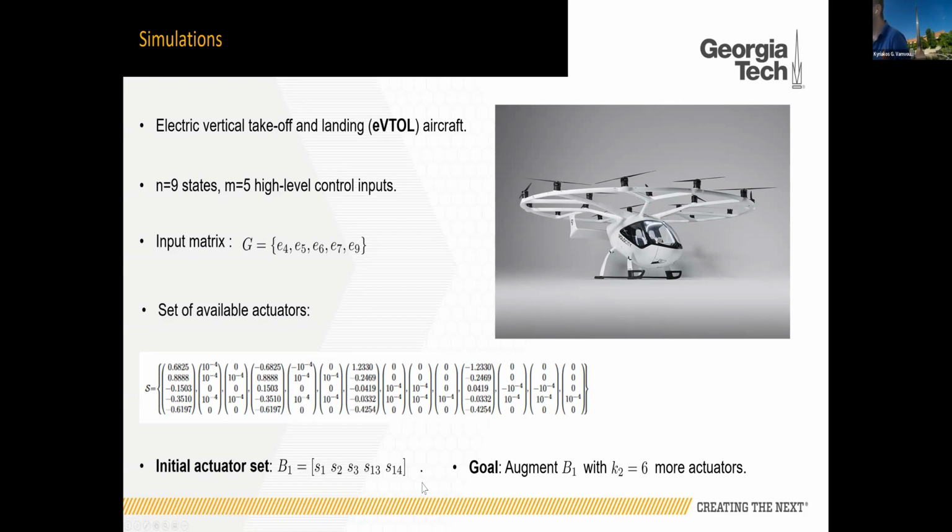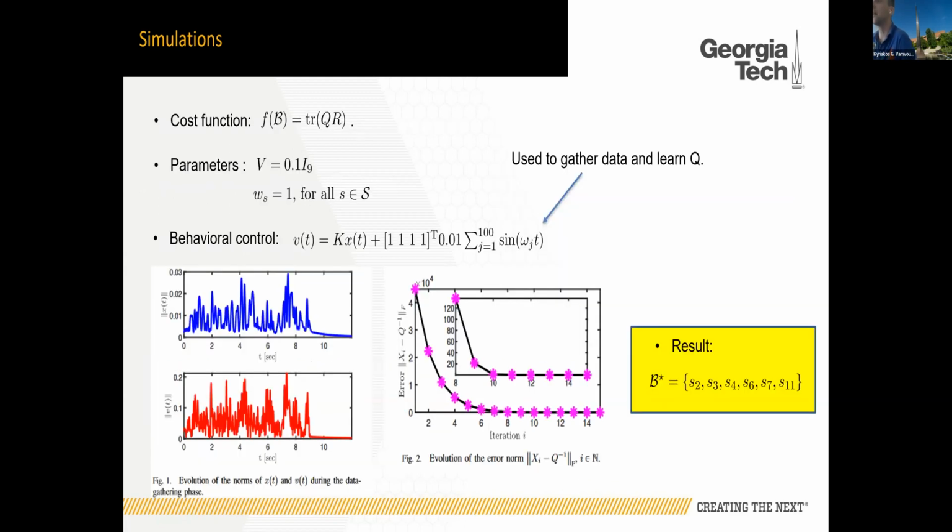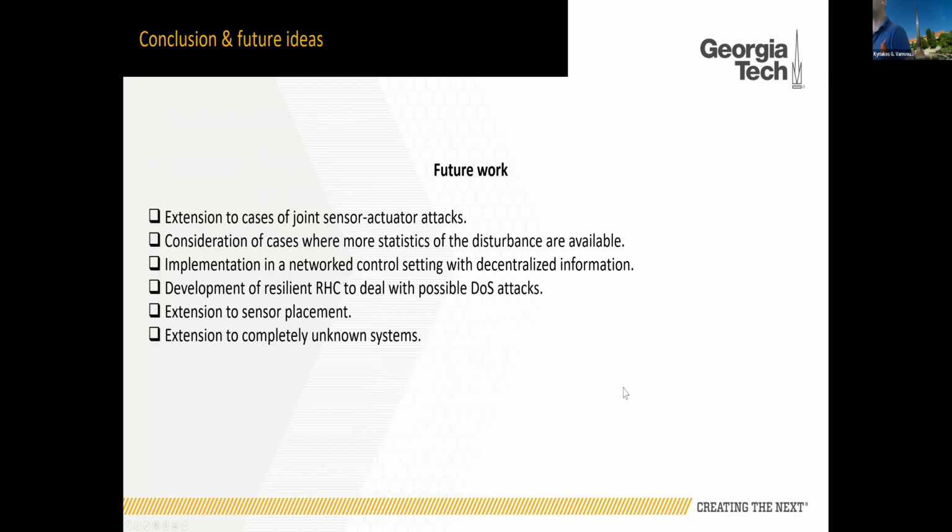Okay, so I want to augment B1 with 6 more actuators. What I will do is learn this optimal sequence. As you can see on the left, you can see my state, you can see my V, and this is how I learn to allocate optimally. And then this is the end of my talk.